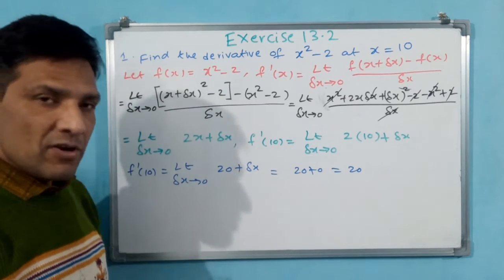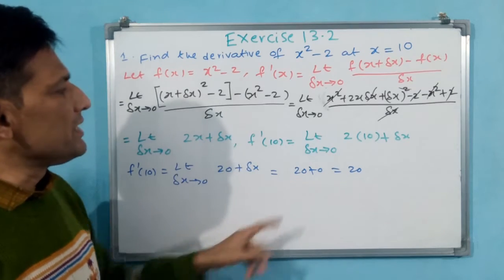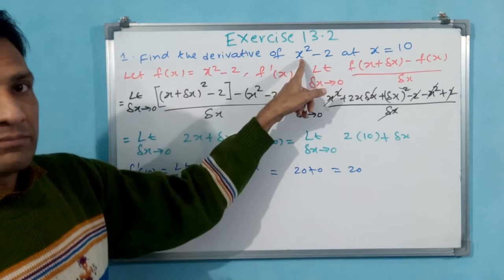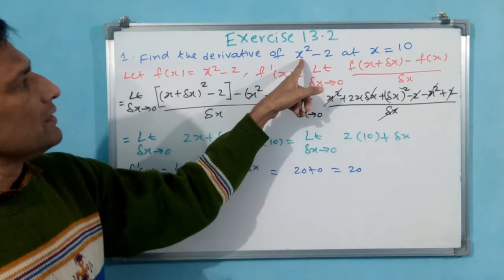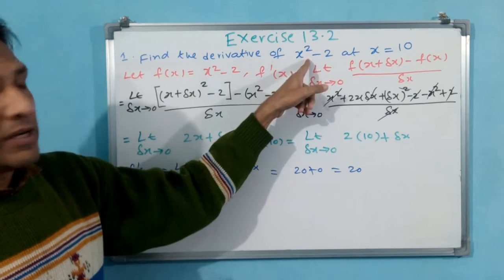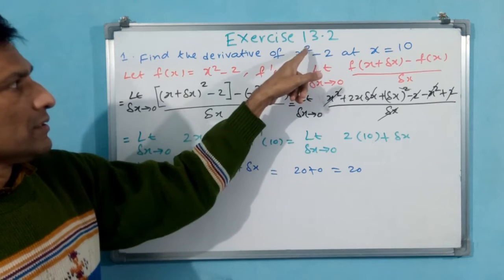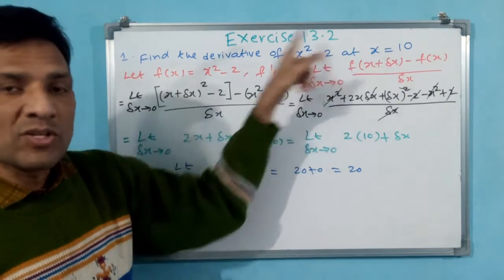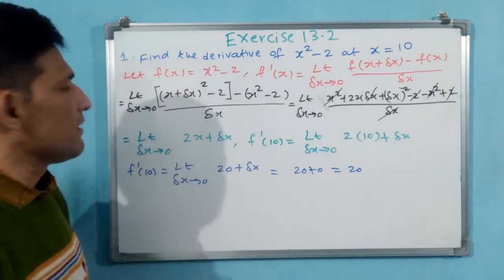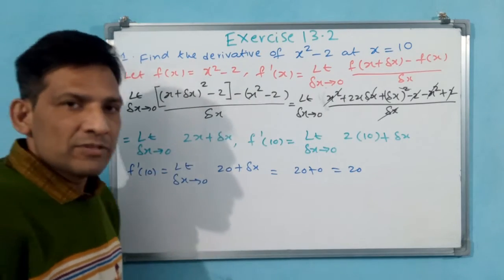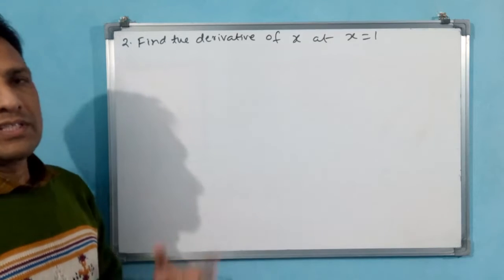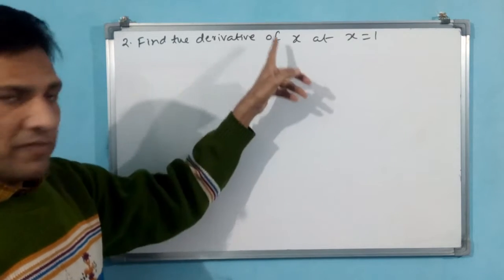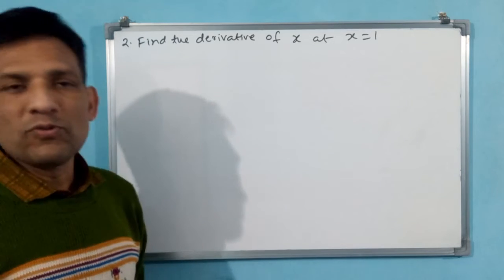But if it is an objective question, then ABCD options will be there, then you can put 20 by seeing this. 2x will come. x cube means 3x square will come. x square means 2x will come. 2x means x is 10 means 2 into 10, 20. Okay? Let us go for the second question. See the second question. What they have written. Find the derivative of x at x is equal to 1.